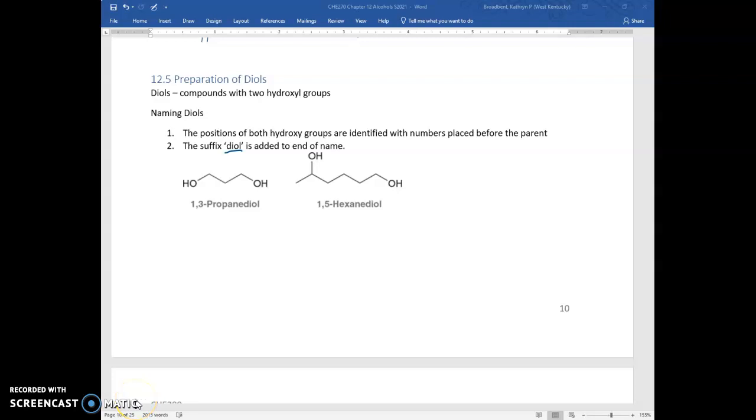So in this video, we're going to be looking at diols. Diols are the compounds with two hydroxy groups, and when we name these compounds, we want to indicate the position of both hydroxy groups and put the suffix of diol at the end. So this first compound is 1,3-propanediol, and we've got 1,5-hexanediol.